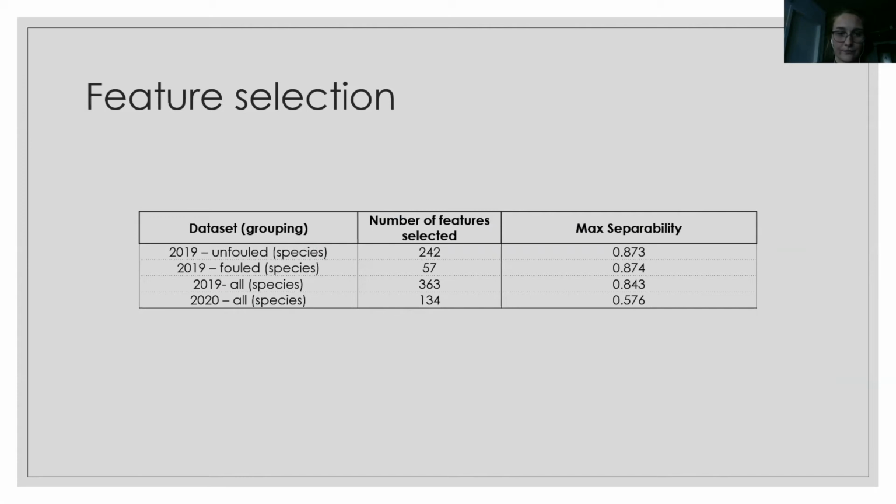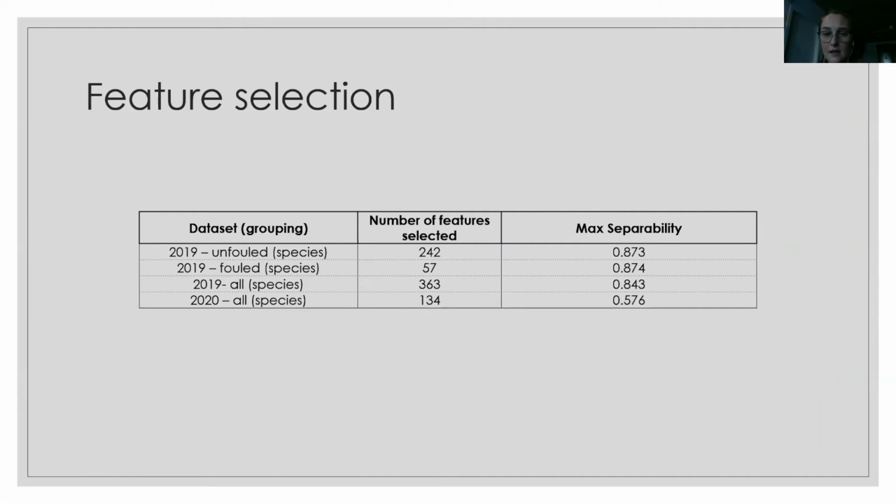So through this feature selection, I found significantly smaller data sets or usable features here. I originally included about 1,100 data features and got it down to a couple hundred or as low as 57 here. And you can see that all of the 2019 data sets had fairly good maximum separability, but the 2020 data set had significantly less.